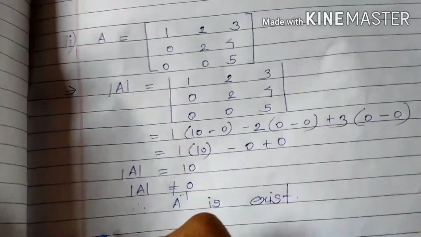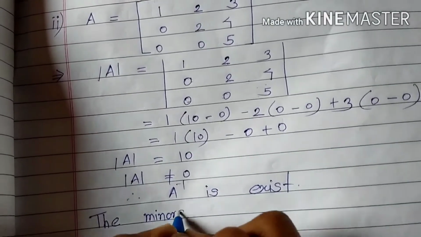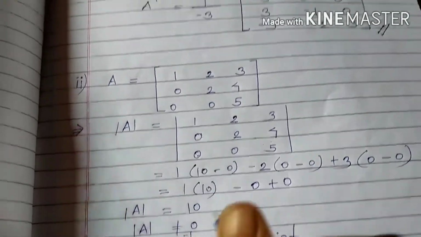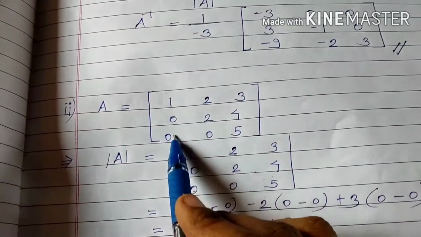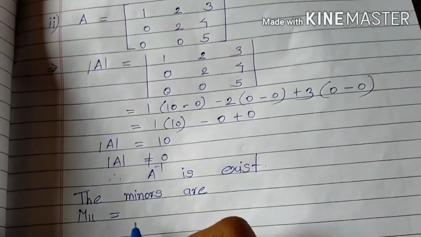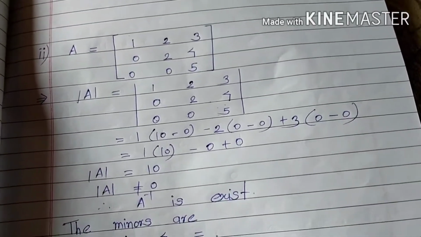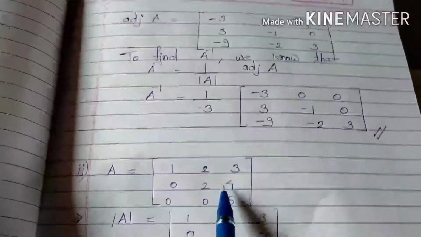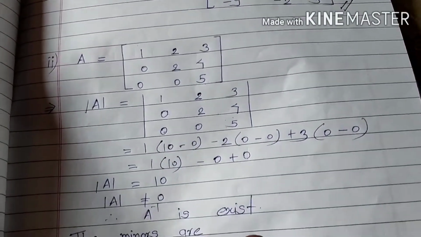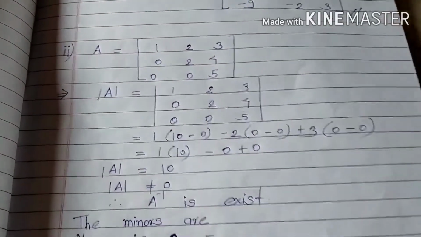Now find minors. Same procedure. M11: deleting the first row and first column, you get the elements 5, 2 into 5, 10, minus 0 into 4, 0. So 10 minus 0 is equal to 10.